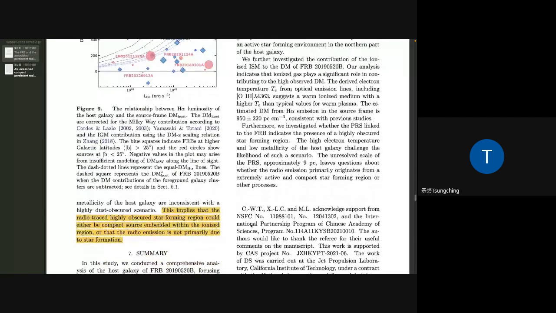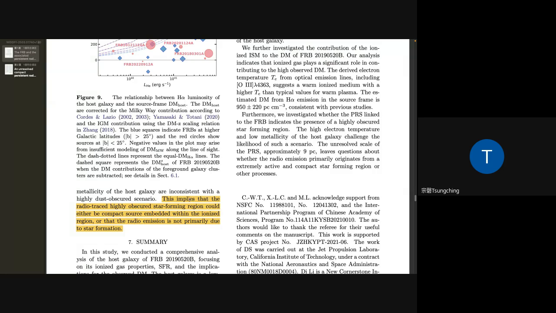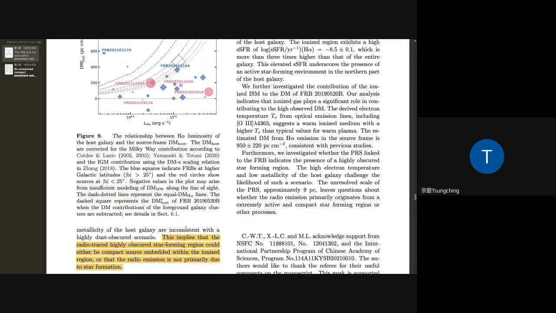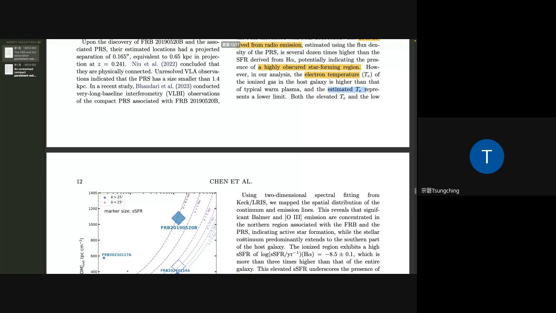So their conclusion is that this temperature implies that the radio-transient highly obscured star forming region could either be a compact source embedded within the ionized region, or that the radio emission is not primarily due to star formation. So they are discussing the PRS. Yes, that's all.